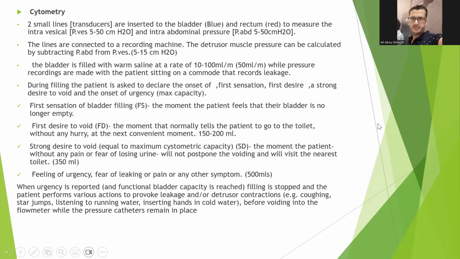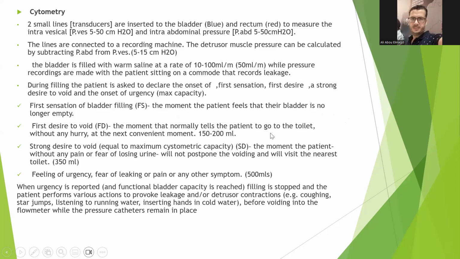During the filling, we ask the patient to declare the first sensation, the first desire, the strong desire, and the onset of any urgency. How can we explain that to the patient? The first sensation is the moment when the patient feels that their bladder is no longer empty. Imagine the patient is in a shopping center, and while she is shopping, she starts to feel that she wants to wee. This is the first sensation.